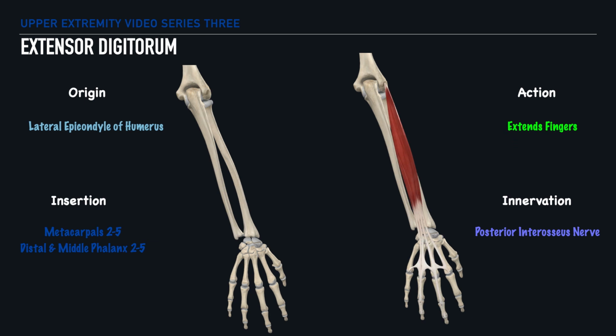Next is the Extensor Digitorum muscle. It originates on the lateral epicondyle of the humerus, and it inserts on metacarpals 2 through 5, and the 2nd through 5th distal and middle phalanxes. And as the name suggests, it performs extension of the digits or fingers. And the nerve that innervates this muscle is the posterior interosseous nerve.